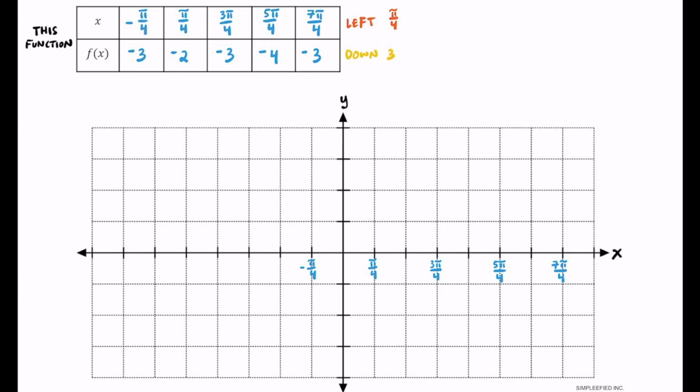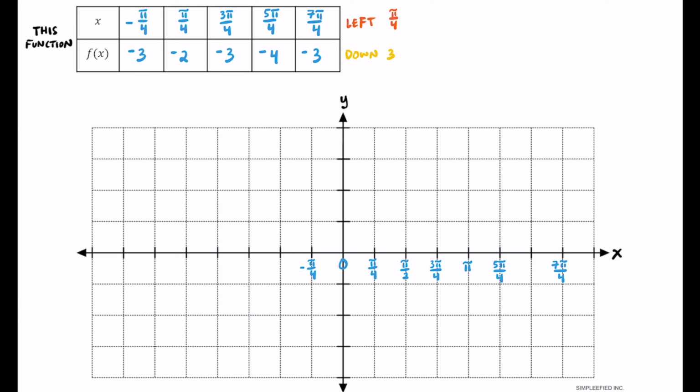Putting this on a graph, feel free to scale this how you would like to. I'm going to go ahead and say that each of these tick marks are worth pi over 4 units. So between each of these, this would be 0. This would be, I guess, 2 pi over 4, or just pi over 2 if we simplify that down. And then in between 3 pi over 4 and 5 pi over 4, that would be 4 pi over 4, which is just 1 whole pi.